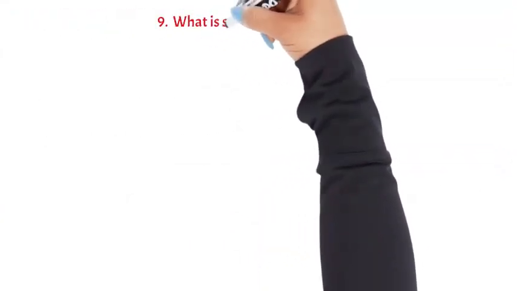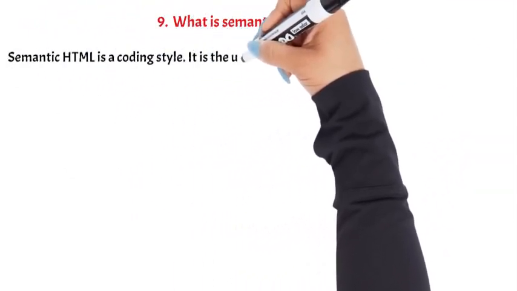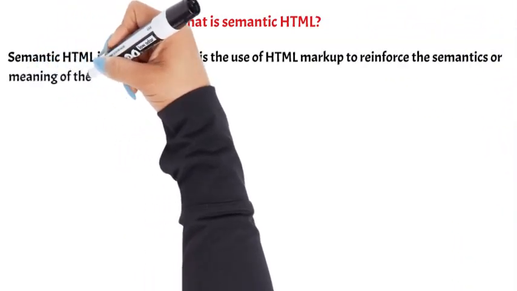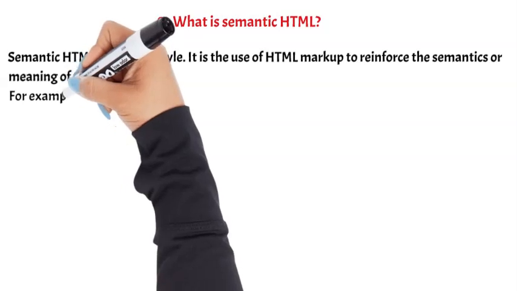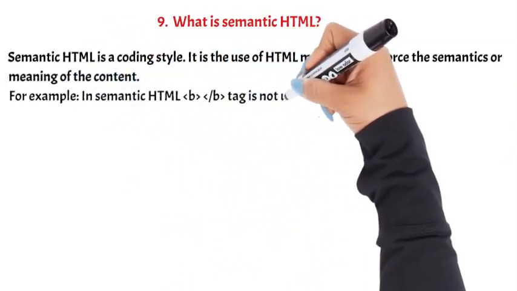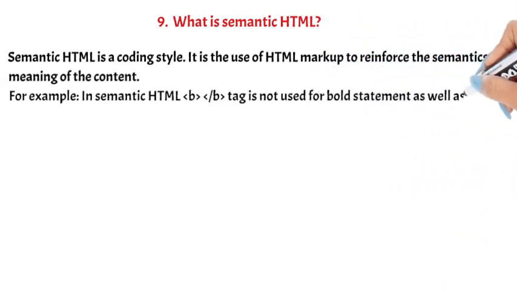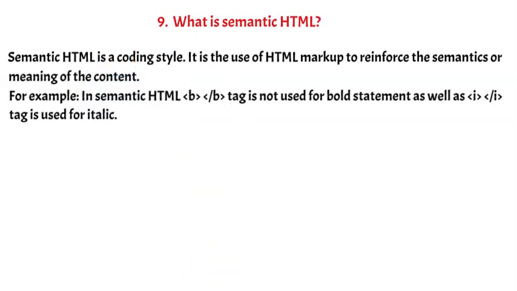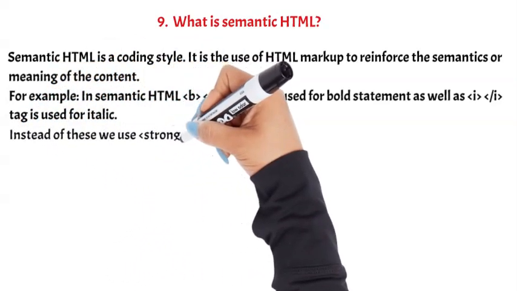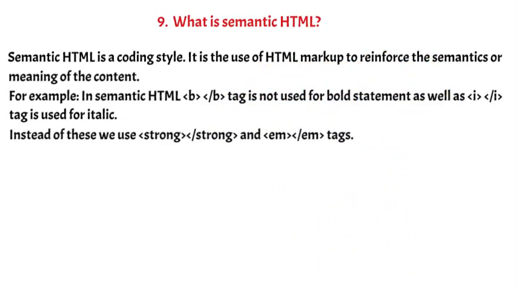9. What is semantic HTML? Semantic HTML is a coding style. It is the use of HTML markup to reinforce the semantics or meaning of the content. For example, in semantic HTML the <b> tag is not used for bold, and the <i> tag is not used for italic. Instead of these, we use the <strong> and <em> tags.